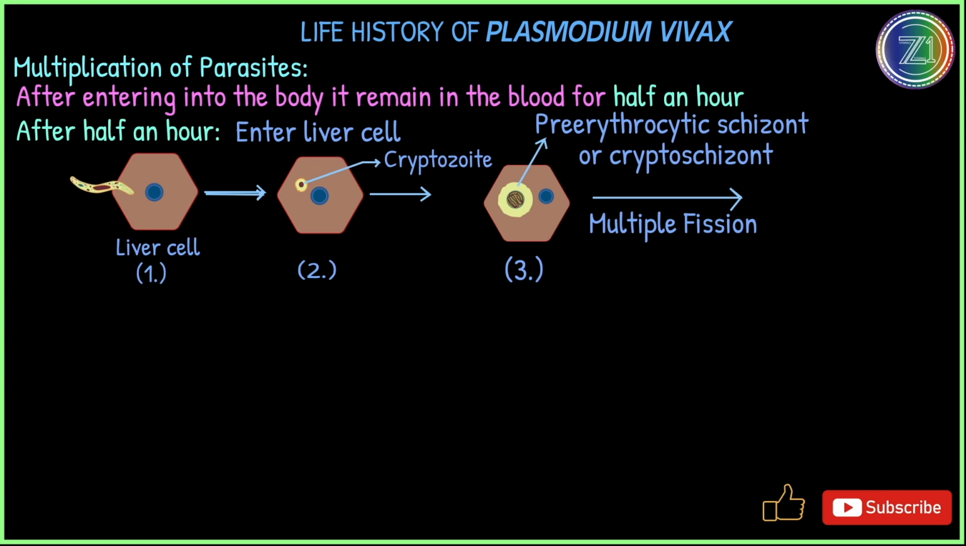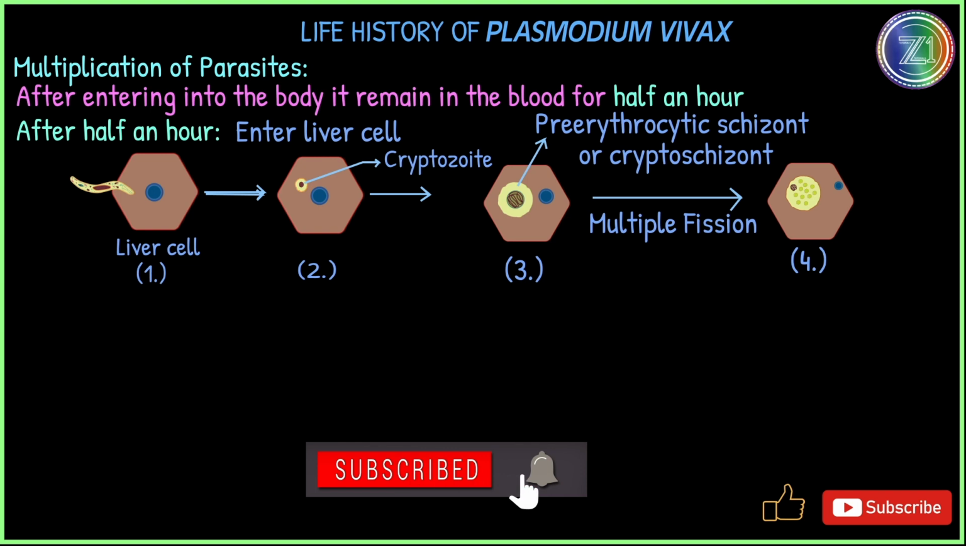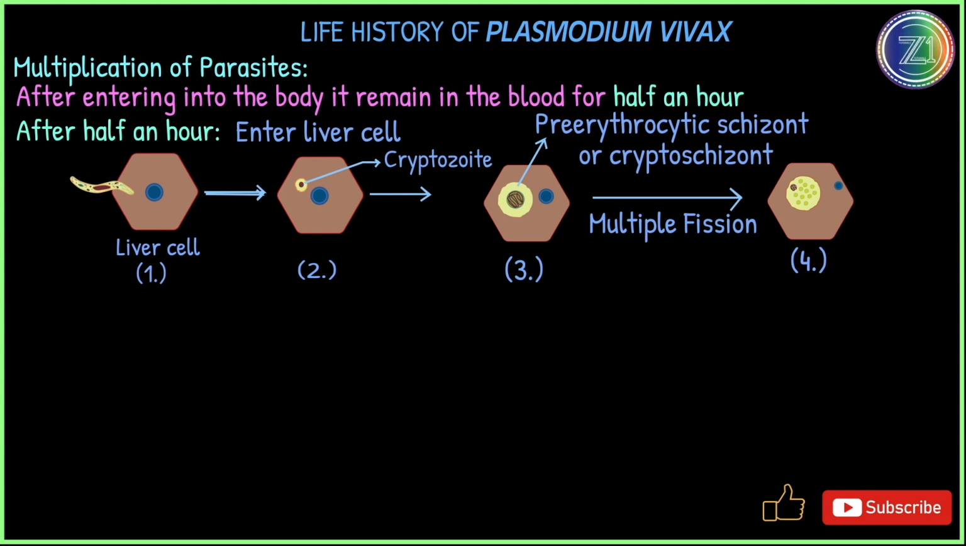Here we can have another diagram which is a bit bigger, with a nucleus, and we can mention that multiple fission is taking place. In this process, what exactly takes place? The nucleus which we discussed in the cryptoschizont is going to divide into many nuclei, numerous nuclei, during multiple fission.